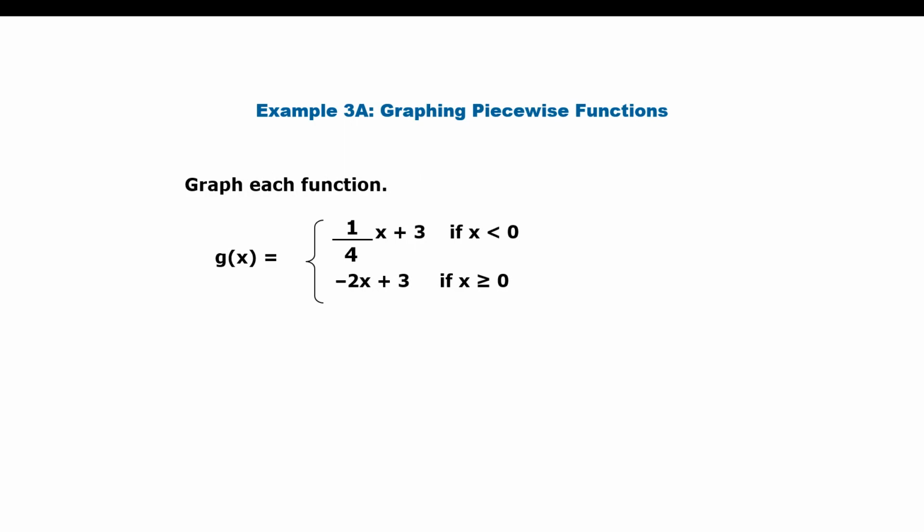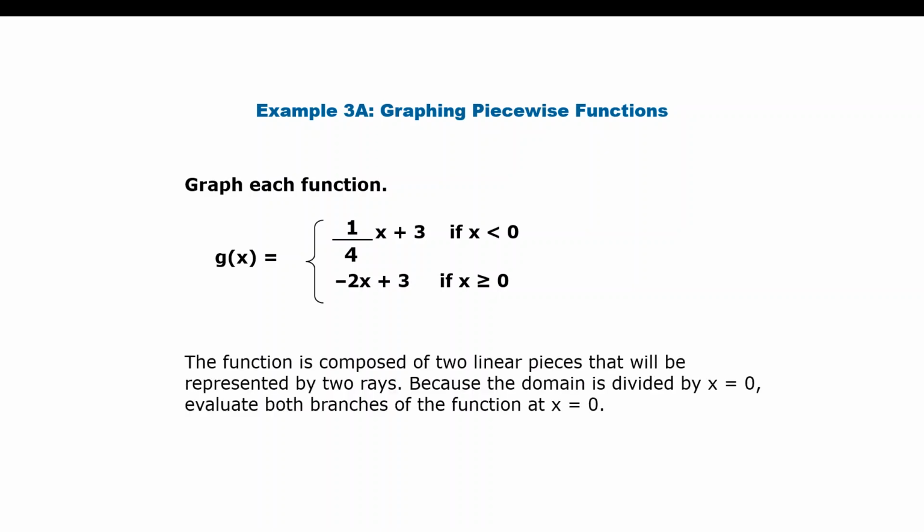Okay, let's graph this function. So let's take a look at it. We can see that these are both linear because the exponent on our x is 1, so I know it's linear. The function is composed of 2 linear pieces that will be represented by 2 rays. Because the domain is divided by x equals 0, evaluate both branches of the function at x equals 0.